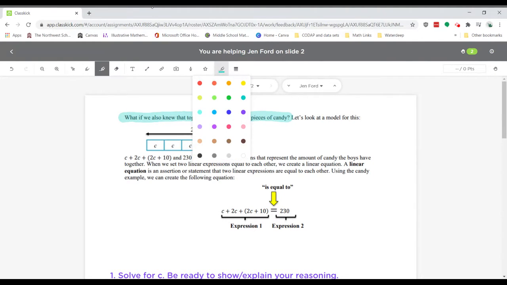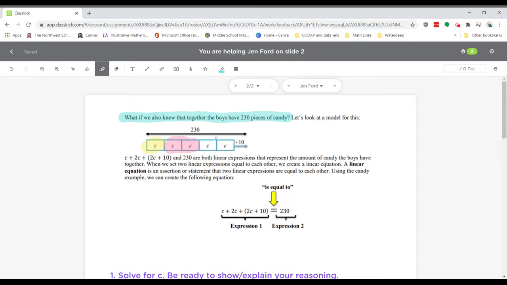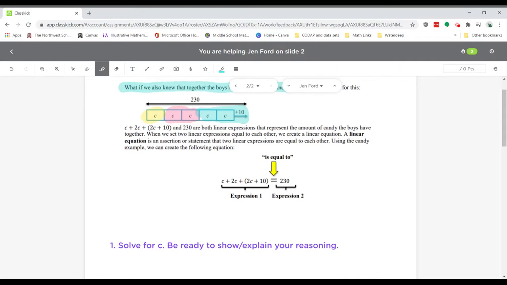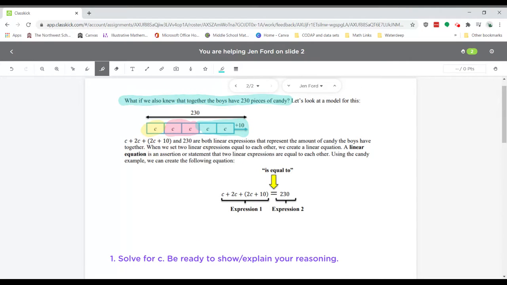I still have this part was Nick, and this part was Damien, and this part was Bo, right? I still have those different pieces, but now I know that all of them together equals 230. So C plus 2C plus the quantity 2C plus 10 and 230 are both linear expressions that represent the amount of candy the boys have together.